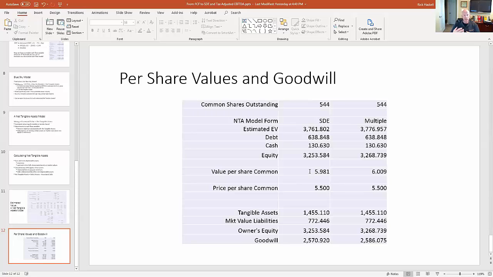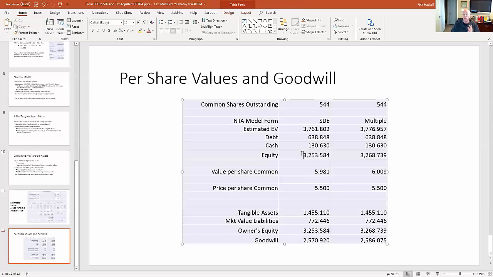I added to it the book value of the other long-term debt that we couldn't calculate a market value for. But this is all equities, or rather all liabilities. So I had to also add to this the current liabilities. So I have the market value of all of my liabilities here. And I know my owner's equity because owner's equity is the equity amount that we calculate up here when we do the equity valuation that we then break down to a per share amount. And so it's the same 3,253,58 as we're looking at the SDE valuation, or 3,268,74 if we're looking at the multiples-based valuation. So that's my owner's equity.